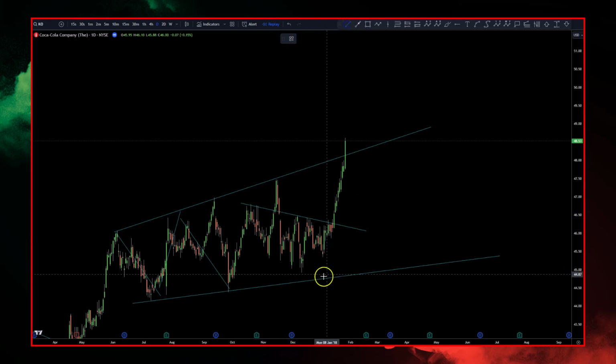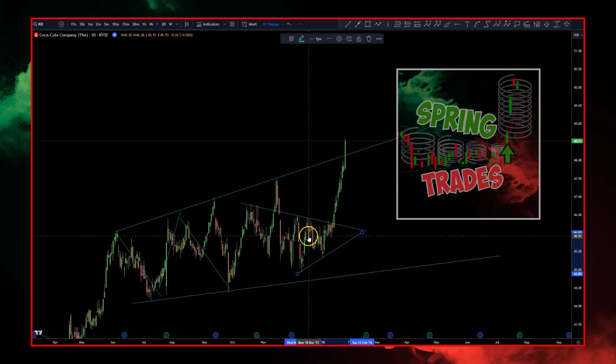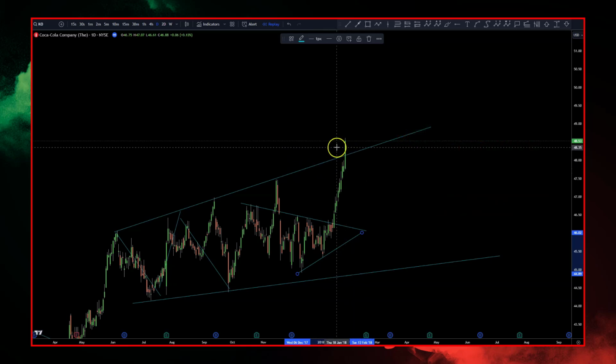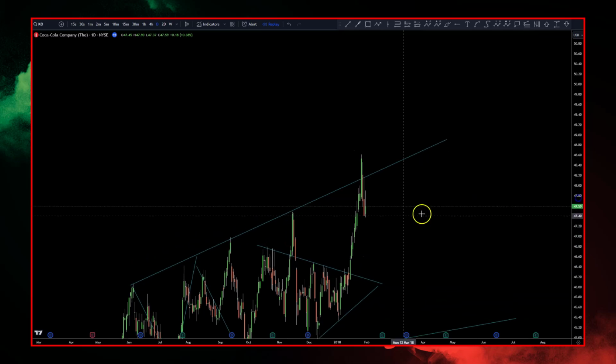But I would consider this right here a nice little spring trade, and that's what I call them. I like to call them a spring trade. And so, wow, what a nice move. I would be a little bit cautious of this. To me, I'd wait for some confirmation. Oh, there we go. So yeah, see, this is why I love doing this.